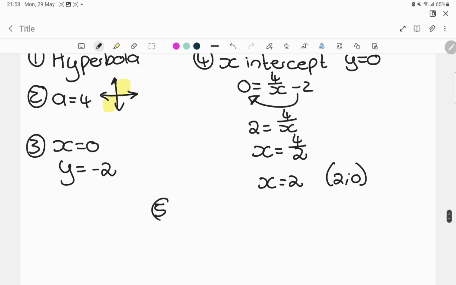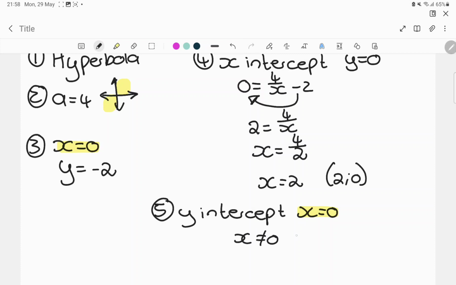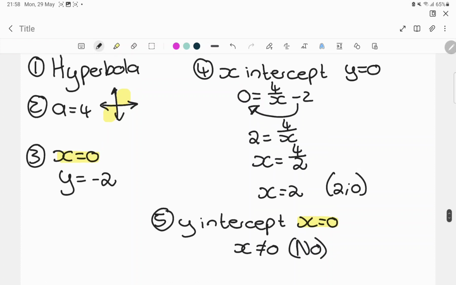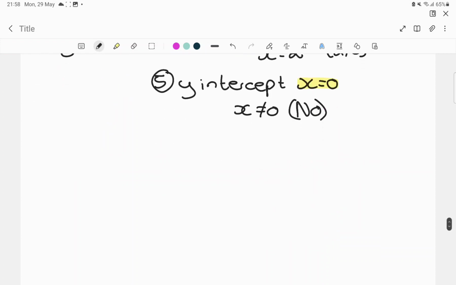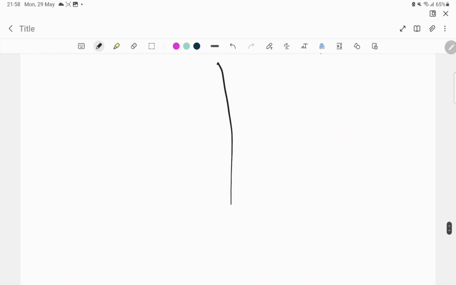Then the last thing you want to work out is your y-intercept, which is where x is equal to 0. But remember, we said my x asymptote is also x equal to 0, meaning that x can actually not be equal to 0, so there will be no y-intercept. Once again you can draw a table to get more accurate points. However, the information we have at the moment is sufficient. Now let's draw this graph.